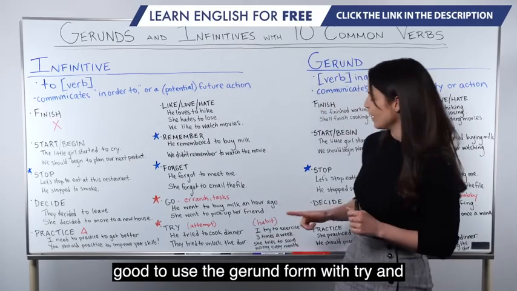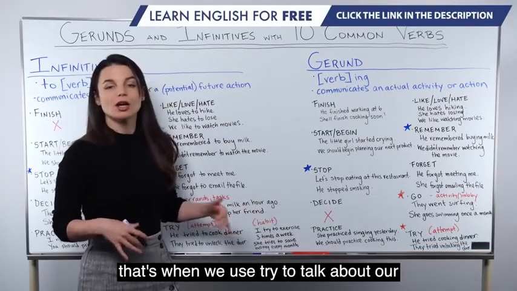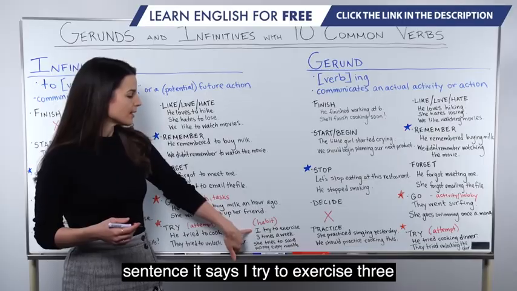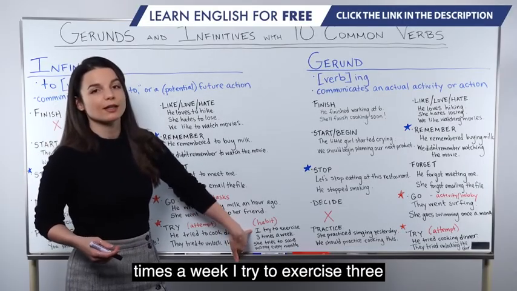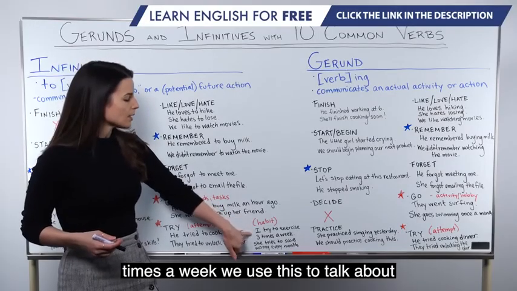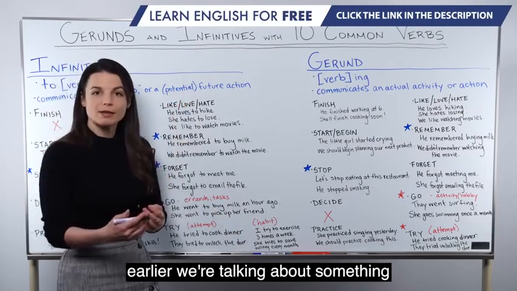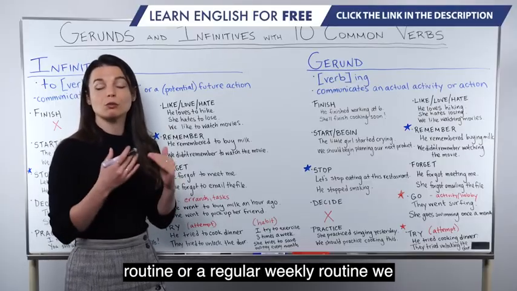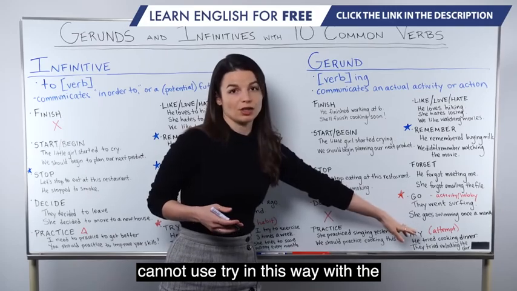However, there are some situations in which it doesn't sound good to use the gerund form with try. And that's when we use try to talk about our habits. So for example, in this example sentence, it says, I try to exercise 3 times a week. We use this to talk about our future actions, right? As we discussed earlier. We're talking about something that we do as part of our everyday routine or our regular weekly routine. We cannot use try in this way with the gerund form.